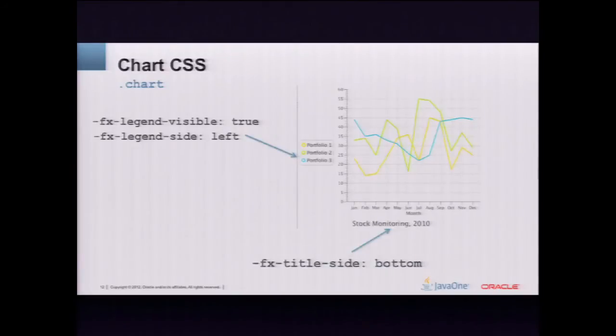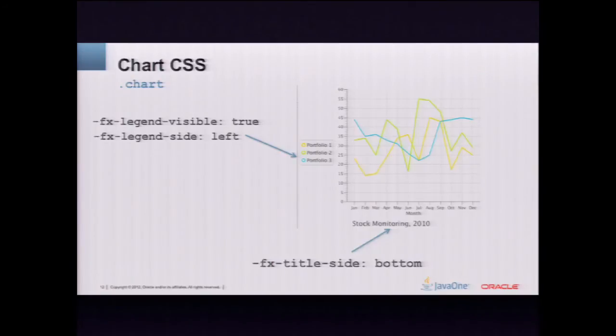So just to show a couple of examples of how you can use that, you have the idea of it being a label, so you can change the font, the size and so on. But you can also change things like the position. Here I've set the FX title side to bottom, and so rather than the title of the graph appearing at the top, which is the default position, it is presented at the bottom.